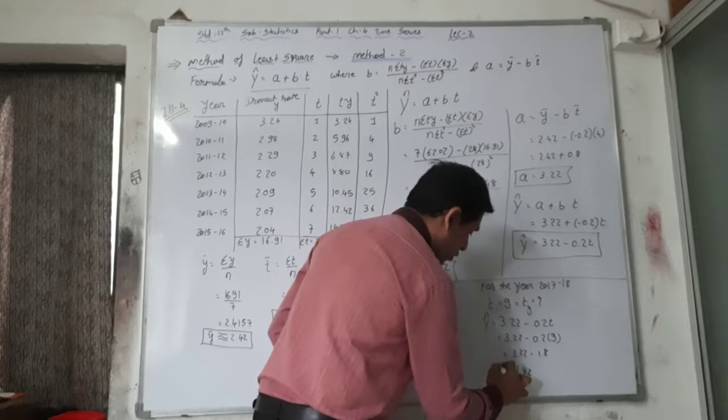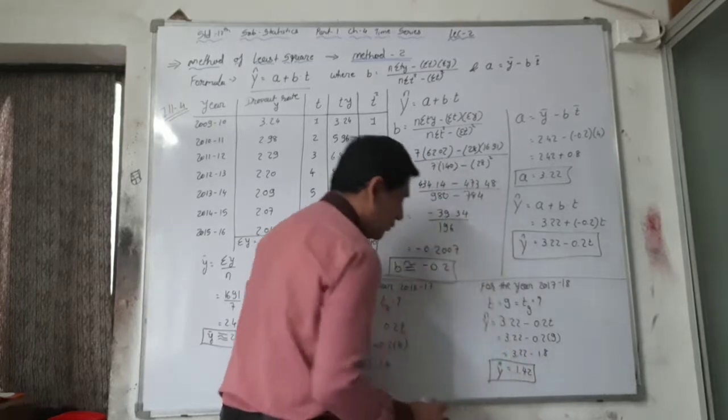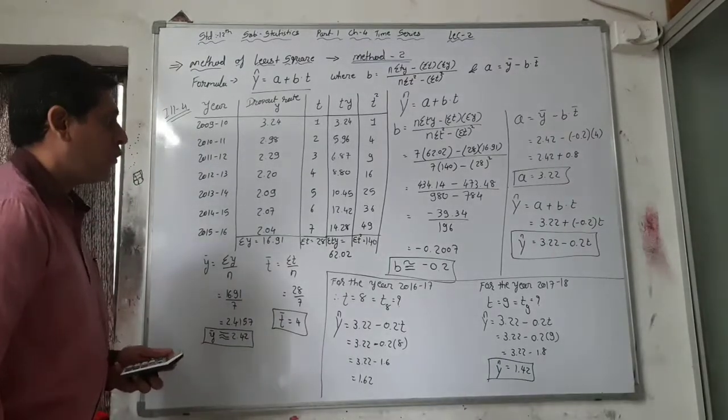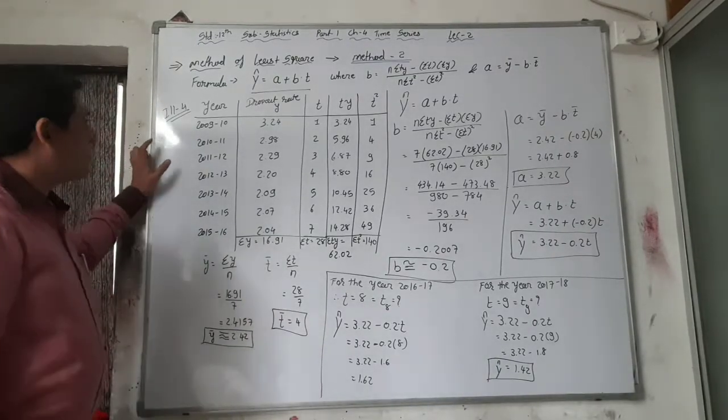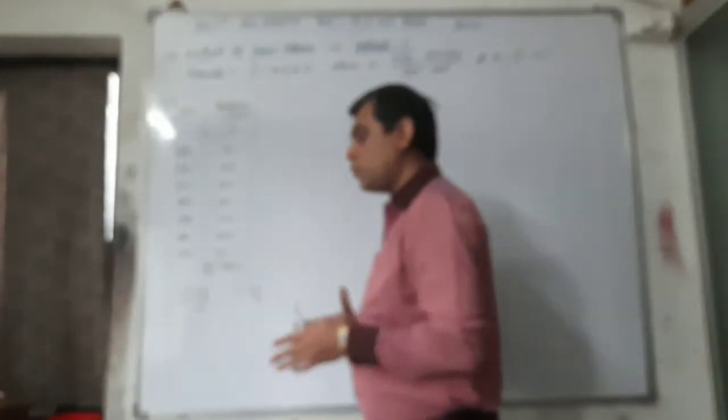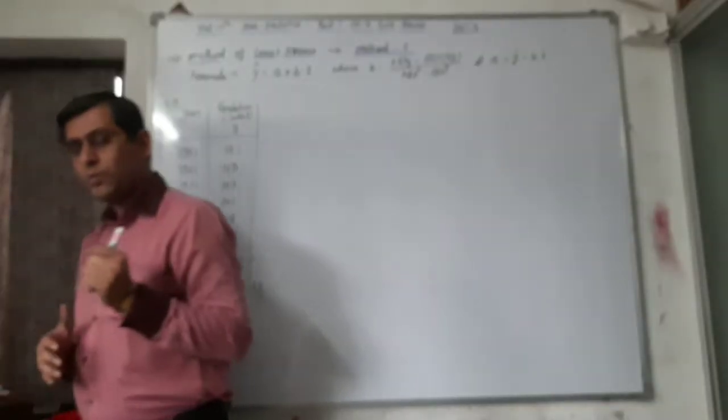So here the dropout rate for the year 2017-18 is 1.42. Here complete our sum. First of all, write down this. Okay, complete illustration number 4. Now move forward on the page number 168, illustration number 5.